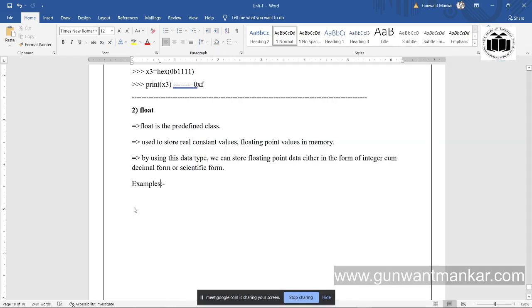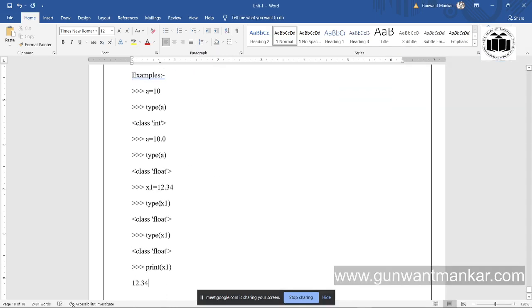Now it is also stored in the form of, what? In the scientific form, or not? Okay. Then what is meant by the scientific form? Okay. What is meant by the scientific form?